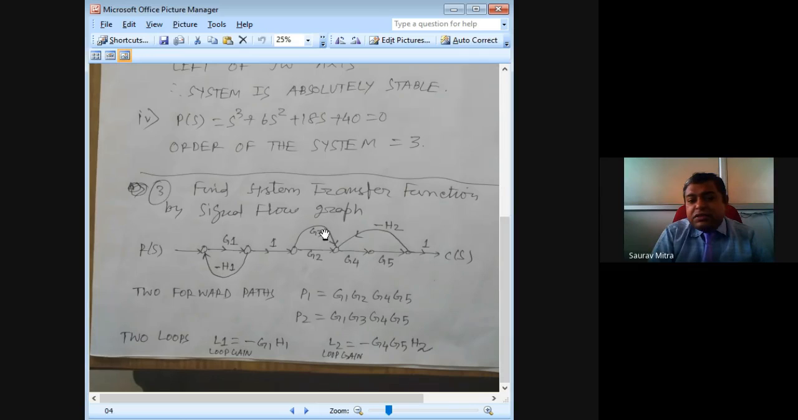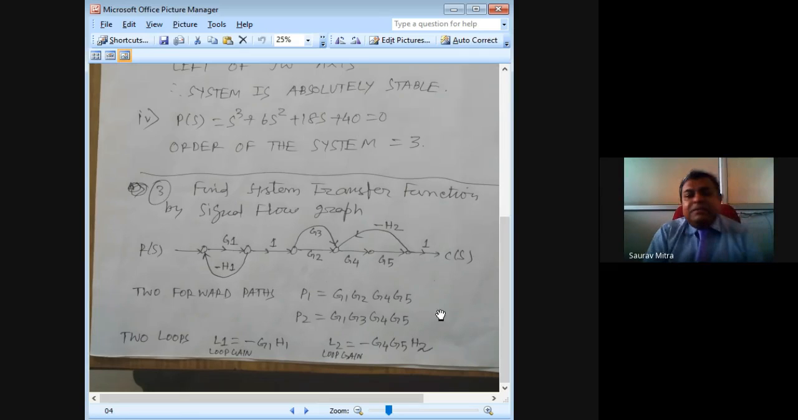But G2, G3 is not a loop because it is going forward and G3 is also forward. G3 is not coming back. So that's why G2, G3 is not a loop. Both these two things are forward paths. Together we can write one line and write the overall gain of this path as G2 plus G3. In that case our job becomes easy.